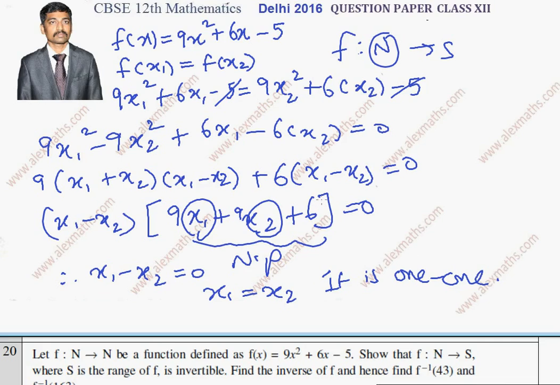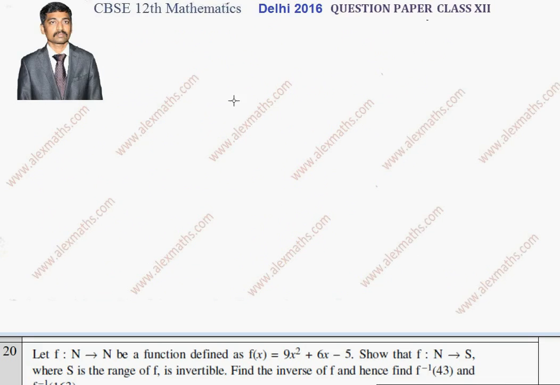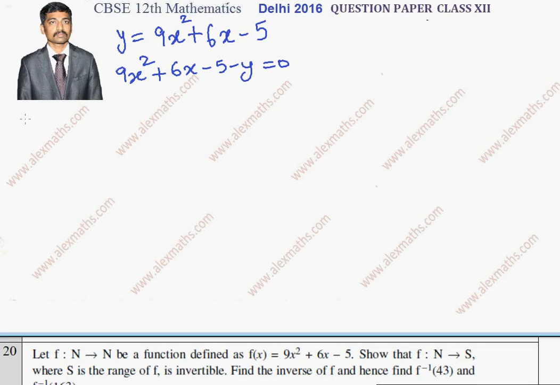Okay, now I have to get y in terms of x. So name the given function as y. The given function is y equal to 9x square plus 6x minus 5. So from this we get 9x square plus 6x minus 5 minus y equal to 0. Now we are going to use a quadratic equation formula. A is 9, B is 6, C is minus 5 minus y.